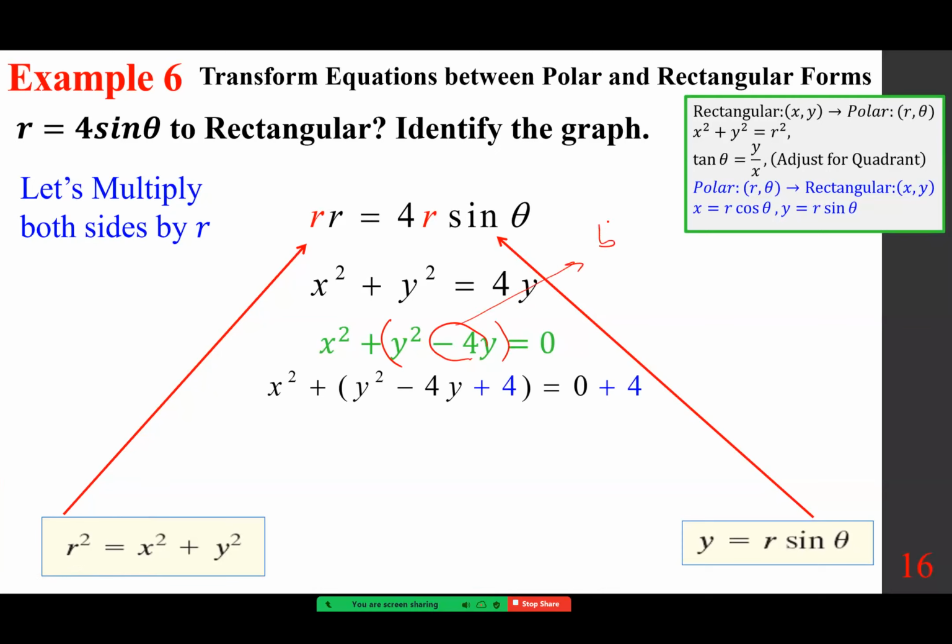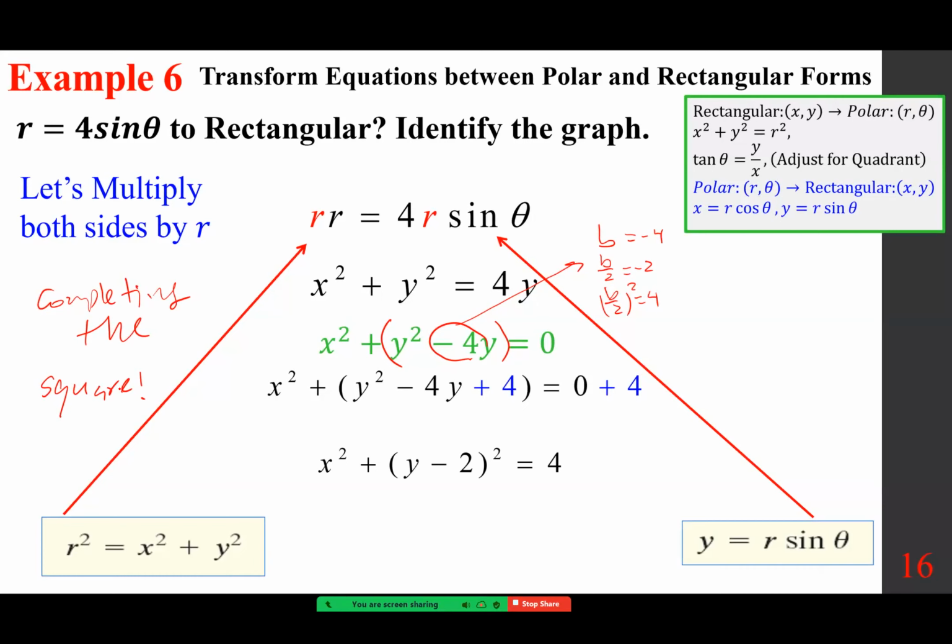This is your b, divided by 2 and square it. We add 4 to both sides. This is completing the square. So the left side is x squared plus y minus 2 quantity squared. The right side is 4.